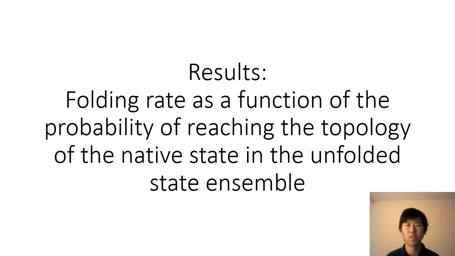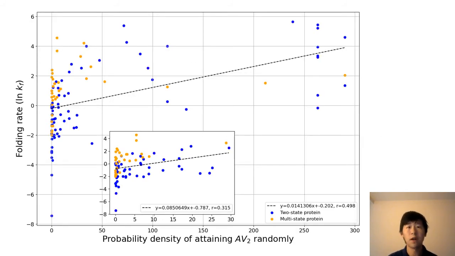Now we will see the final results. The following plots show the folding rate as a function of the probability density of the V2 of the native state. Now this plot compares the folding rate to the PDF of AV2. Note that although probability values must lie between 0 and 1, the PDF has no such restriction. A PDF value of about 300 at AV2 equals 0, for example, means that the probability of a random conformation having an AV2 between, say, 0 and 1,000th is about 300 times 1,000th, or 0.3.